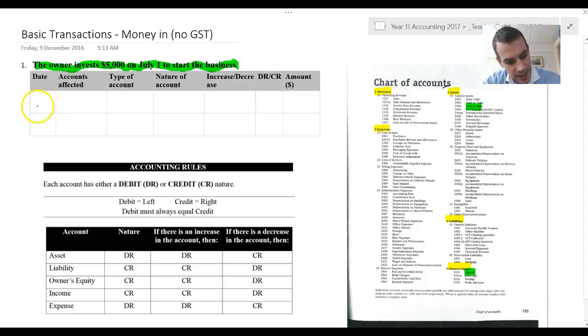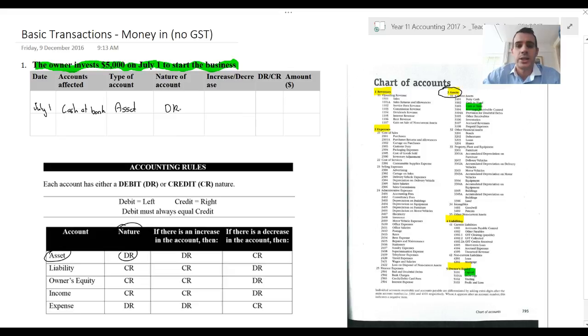So we're going to start with the date. The date was July 1. The accounts affected, there were two accounts affected. The first one was cash at bank. The type of account, so cash at bank over here on our chart of accounts, cash at bank is an asset. So I'm going to write asset in here. The nature of asset accounts. Down here in our accounting rules, we can see that assets by nature are debit accounts. So it's debit by nature.